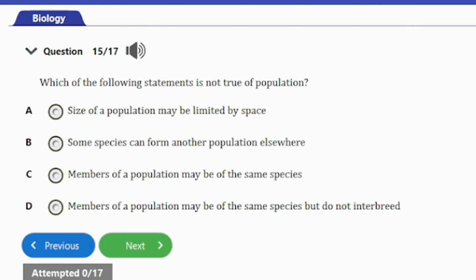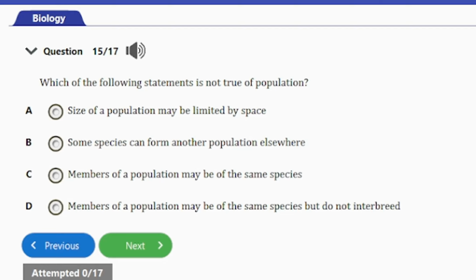Question number 15. It says, which of the following statements is not true of population? A, size of a population may be limited by space. B, some species can form another population elsewhere. C, members of a population may be of the same species. And D, members of a population may be of same species but do not interbreed.